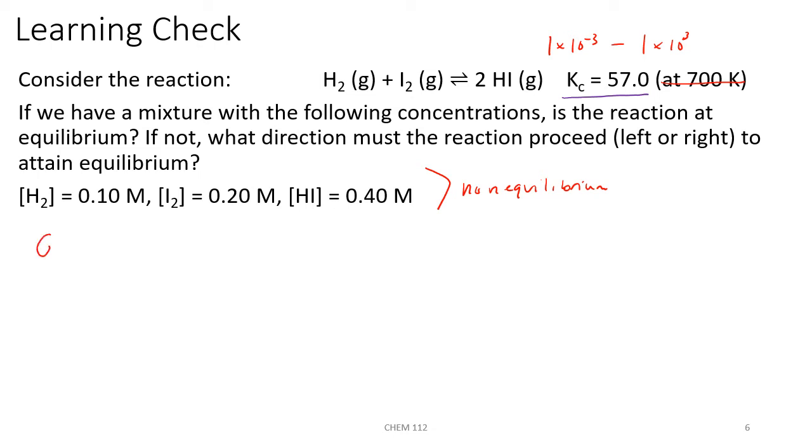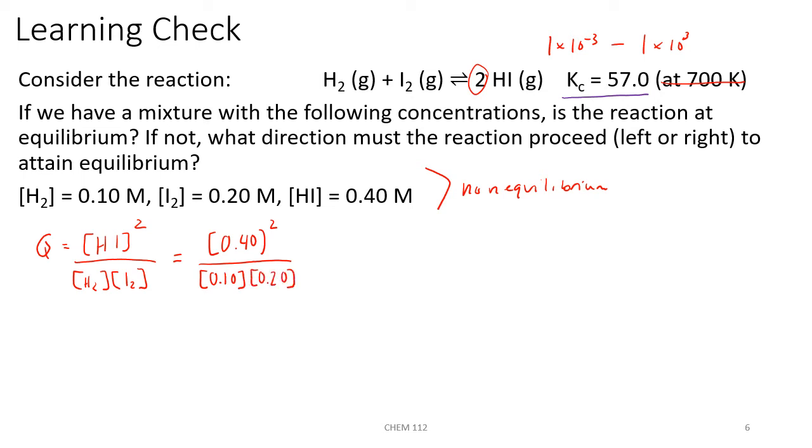So our Q can be calculated in the same way that our K was. We take our products, which is HI, and we're going to have to square it because there's a 2 in the balanced equation, over our reactants. H2 concentration to the first power times I2 concentration to the first power. Now let's substitute our non-equilibrium concentrations in. HI is going to be 0.4 molar, and we have to square that, over H2, which is 0.1 molar, times I2, which is 0.2 molar. So when we calculate Q, we end up getting 8. So at this point, we can say that Q is not equal to K sub C because 8 does not equal 57. So therefore, we're not at equilibrium.